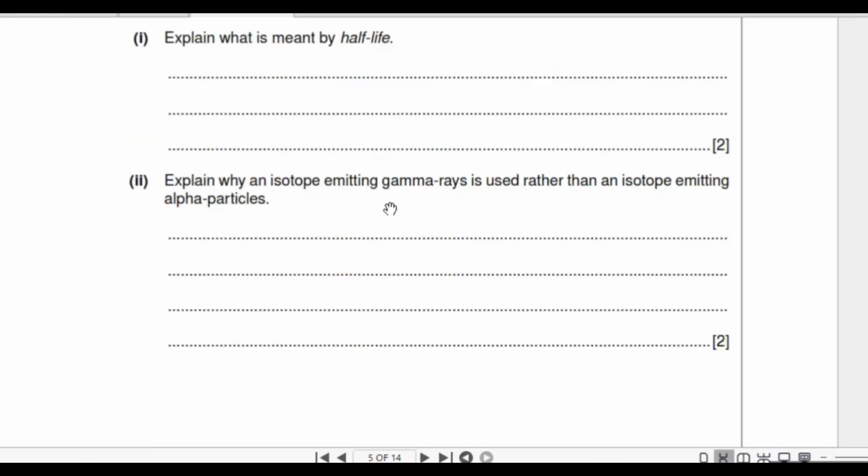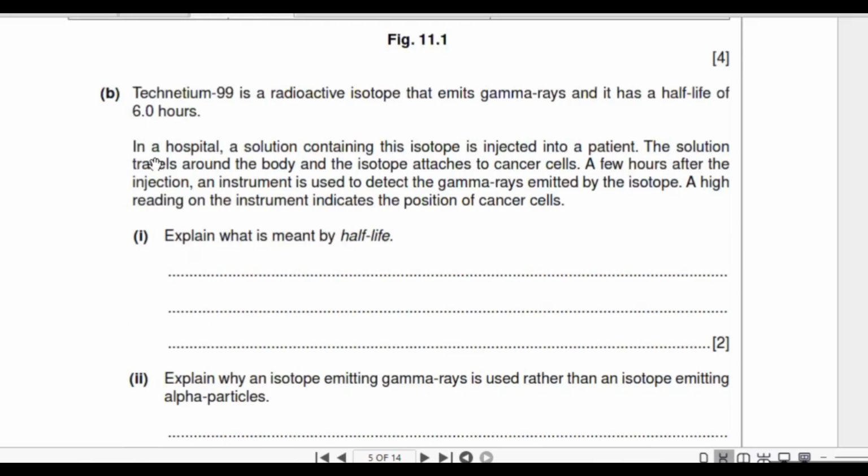Explain why an isotope emitting gamma rays is used rather than an isotope emitting alpha particles. So we have to go through this one. It says technetium-99 is a radioactive isotope that emits gamma rays and has a half-life of 6 hours. In a hospital, a solution containing this isotope is injected into a patient. The solution travels around the body and the isotope attaches to the cancer cells. A few hours after the injection, an instrument is used to detect the gamma rays emitted by the isotopes. A high reading on the instrument indicates the position of cancer cells.